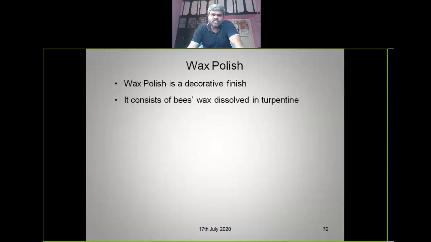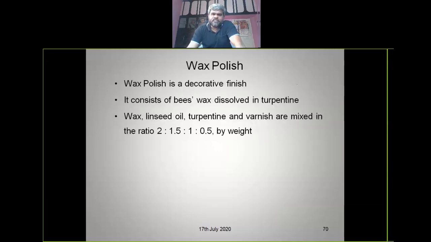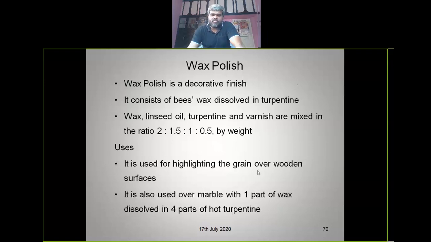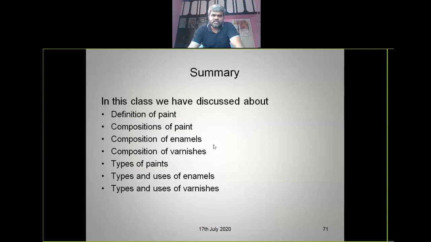And wax polish is a decorative finish. It consists of beeswax dissolved in turpentine. Wax and linseed oil are used for highlighting the grain over wooden surfaces. Right. It is also used over marble. So this is what we discussed today.